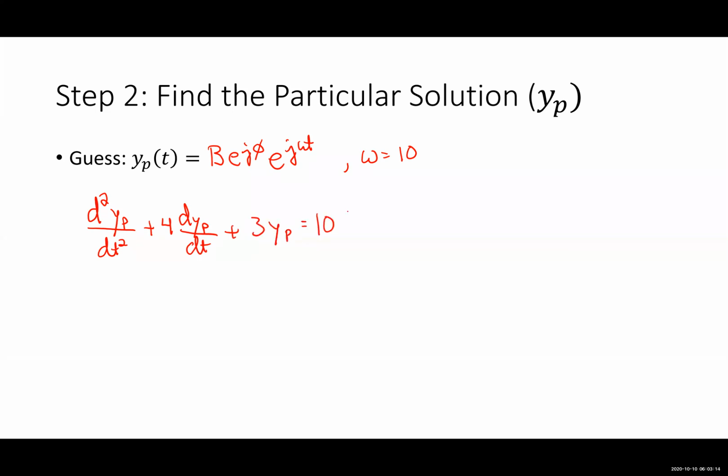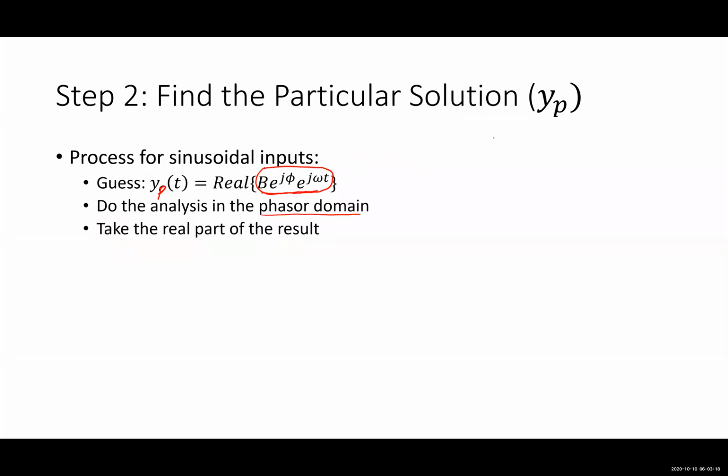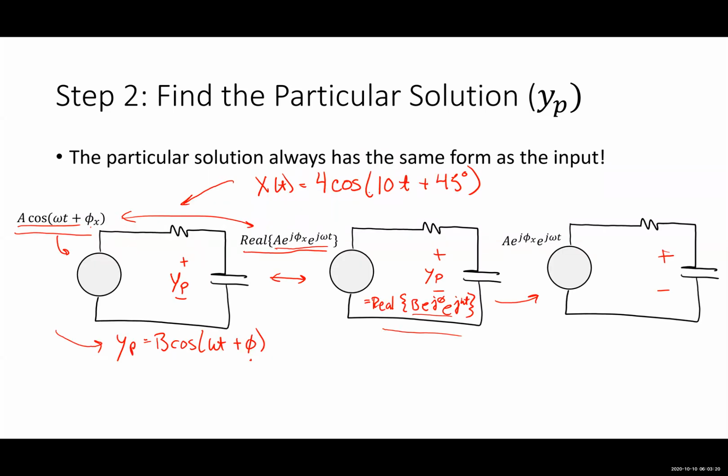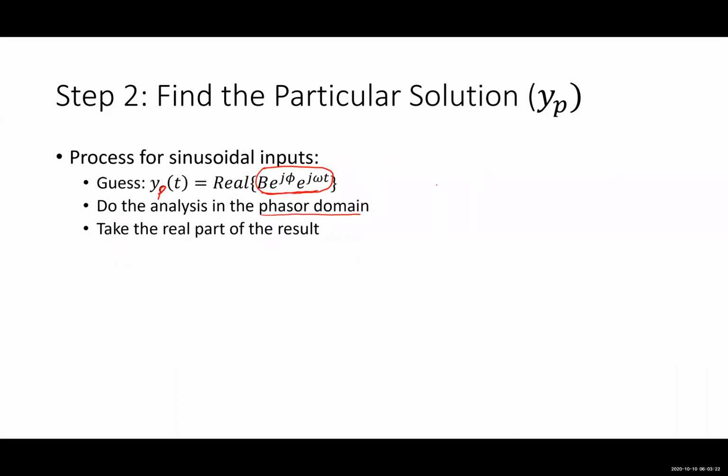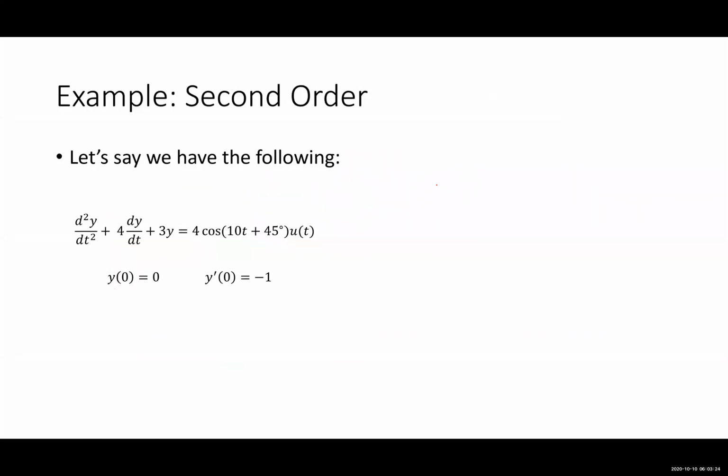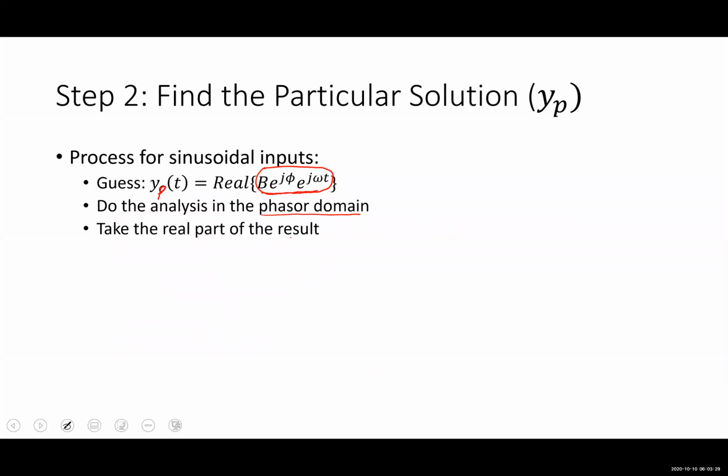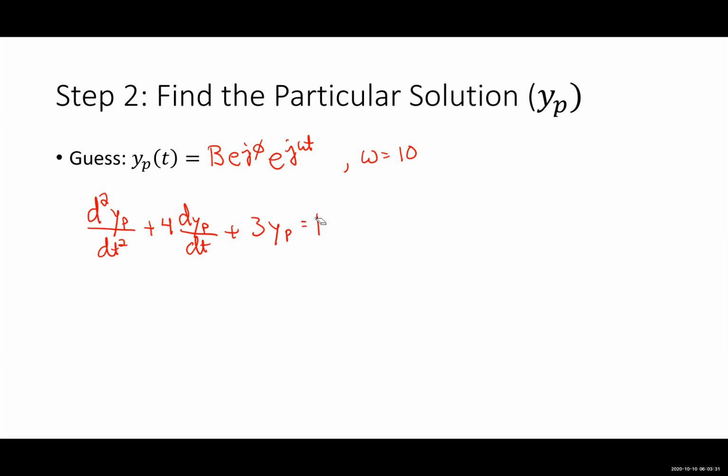equals 10. So remember, our input was not 10. Our input was 4 cosine 10t plus 45 degrees. Let me just make sure that's really what I had. Okay, yeah, 4 cosine 10t plus 45 degrees. So I'm going to write this as 4 e to the j 45 degrees times e to the j omega t. And I'm going to leave it as omega again. Omega is equal to 10. I'm just going to leave it that way.